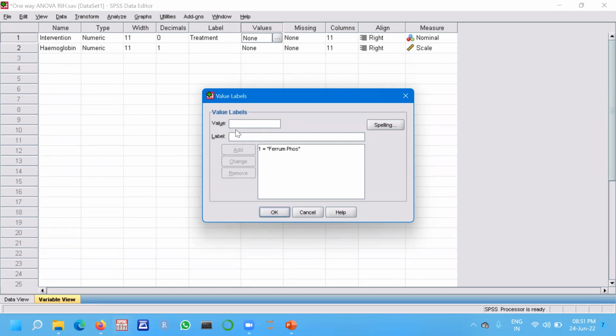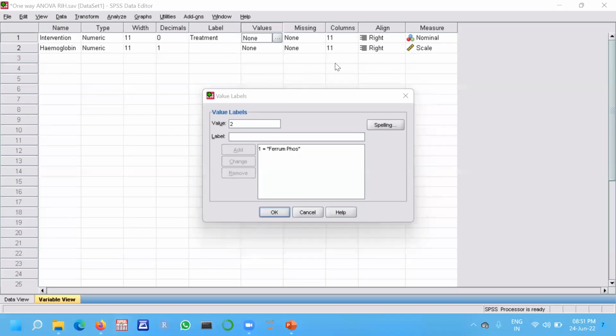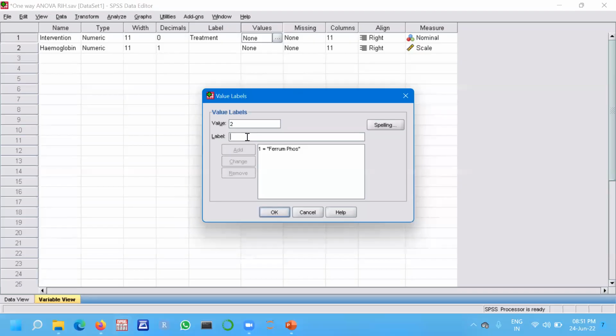Ferrum phos, add. Now two. Another drug for increasing hemoglobin. Oh, okay, lecithin. Yeah. One more drug is required. Please give one more drug. Fast.